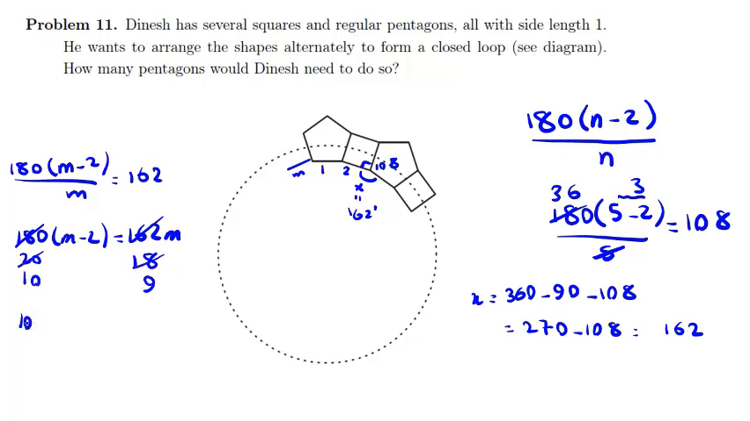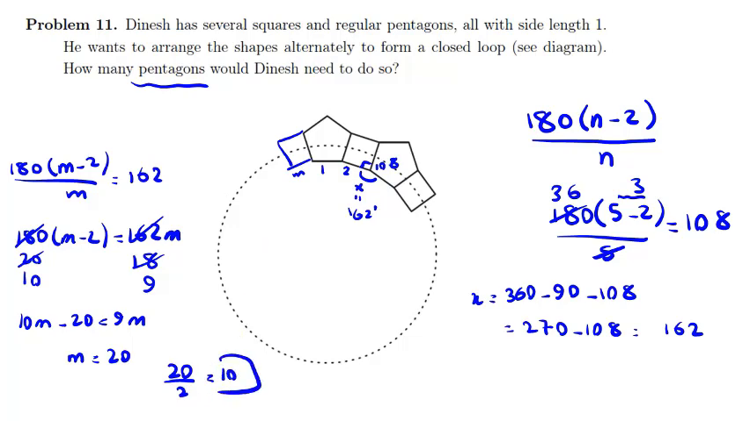It will be 9m. So 10m, if we expand, minus 20, it will be 9m. Take 9m to the left hand side, 10m minus 9m is m, and negative 20 to the right hand side. M is 20, the number of sides, but it says what? Number of pentagons. So alternately we have pentagon and square, so half of that is the answer. 20 over 2 is 10. So the answer is equal to 10.